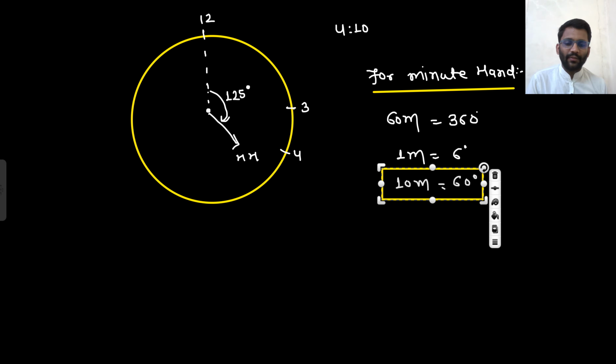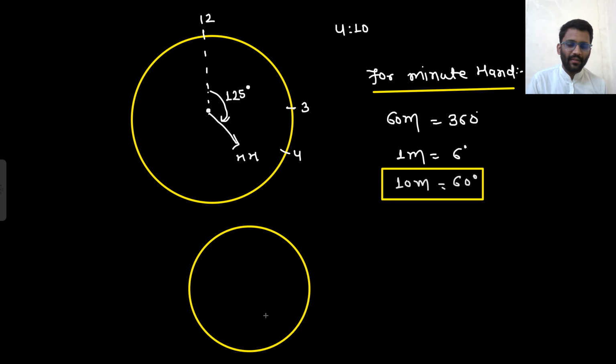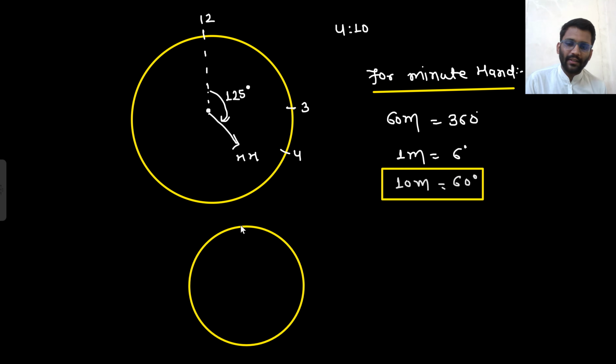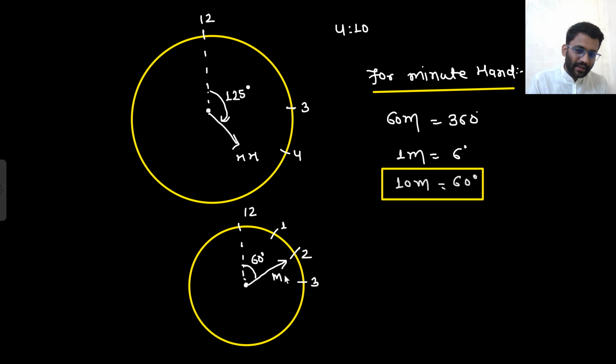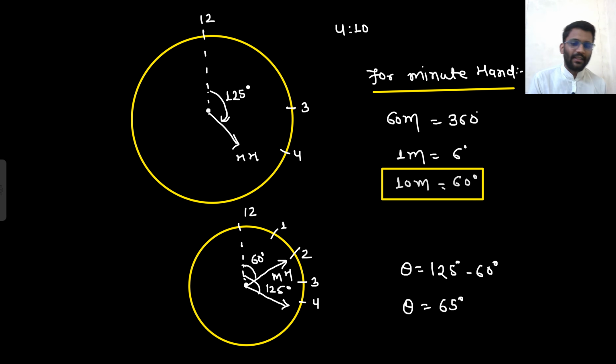So what would be the case for your minute hand? This was for the hour hand, this is for the minute hand. This is your 12, this will be your 3, this will be your 1, this will be your 2. We are taking this as a reference, starting from here. This is our reference, this is our center. So at 10 minutes, it would have moved 60 degrees. This is your minute hand. What about the hour hand? Let's assume this is 4. The hour hand has moved 125 degrees. So tell me, what is the angle between them? It would be 125 minus 60. That means the angle would be 65 degrees. That's the answer.